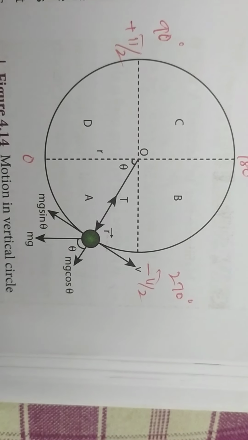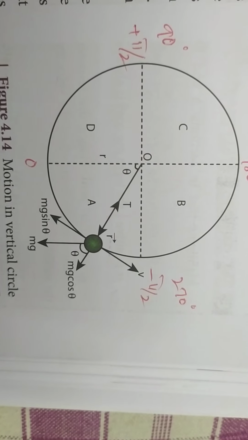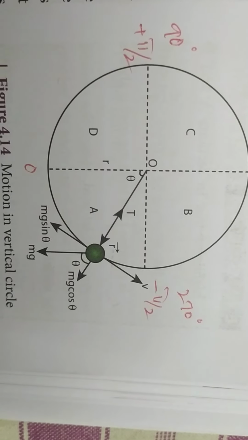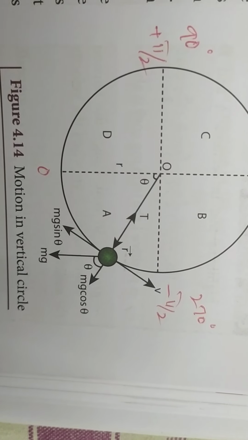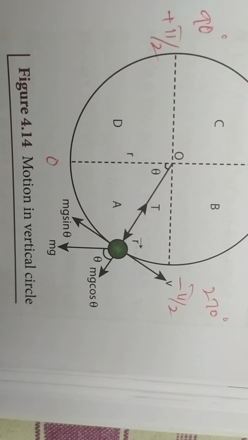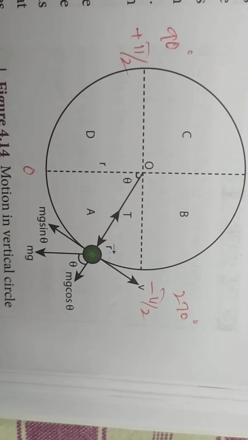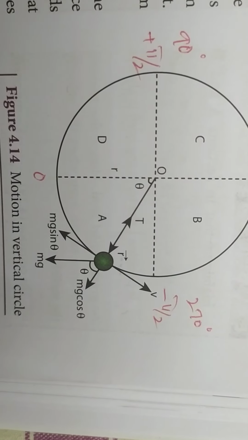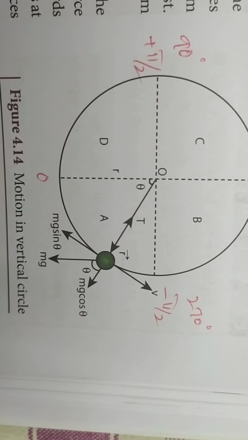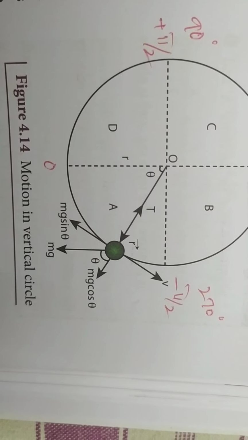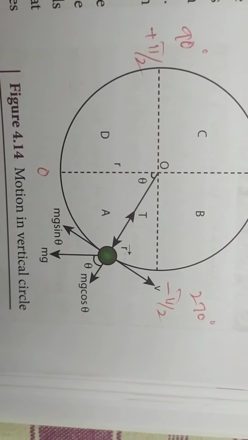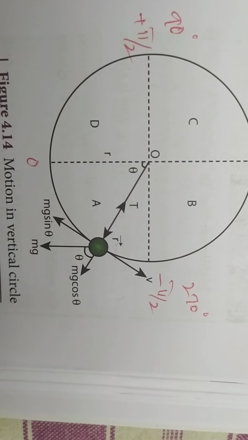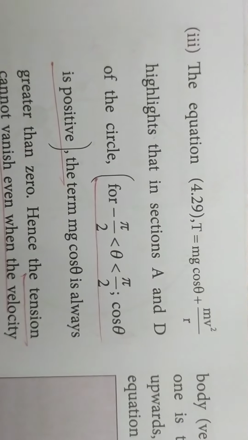In this diagram of the vertical circular path, you have four divisions A, B, C, D. For the first compartments A and D, the angle varies from minus pi by 2 to plus pi by 2, and for the other compartments B and C, the angle varies from 90 degree to 270 degree. In the lower compartment, cos theta has a positive value, and in the upper compartment cos theta will be negative, that we shall see now. So you have the sections A and D now.